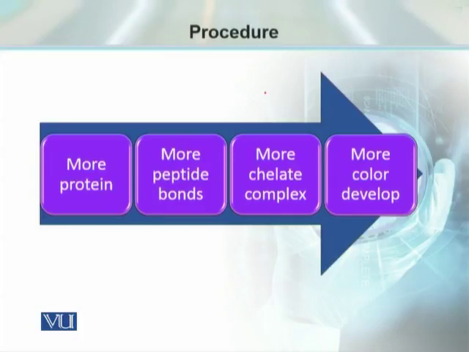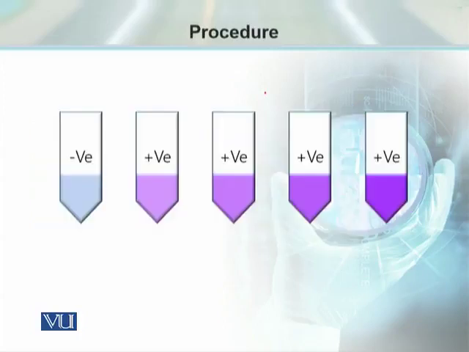So overall, if we look at this complete assay, the more protein there is, the more peptide bonds are present, the more copper is going to make the chelated complexes, and then more color is developed. And if we look at the tubes, we will have some negative result. Nothing is present, no protein is present. We normally use one negative control whenever we make the standard curve, so that we see that there is no error or no contamination. This tube shows the negative result. That means no BSA was added, no protein is present in this particular sample.